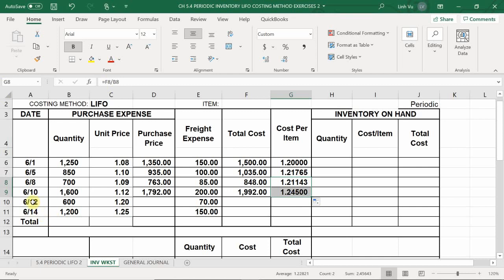So then let's see, on June 12th, we purchased 600 units at $1.20. So what's my purchase price here? $720 plus $70 worth of freight. $790. So then what is going to be my cost per item here?